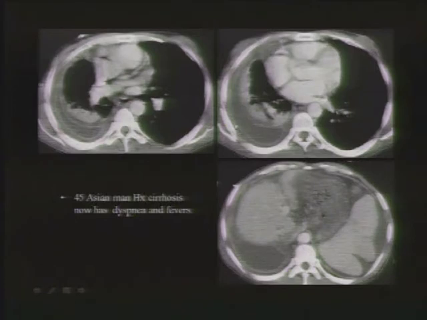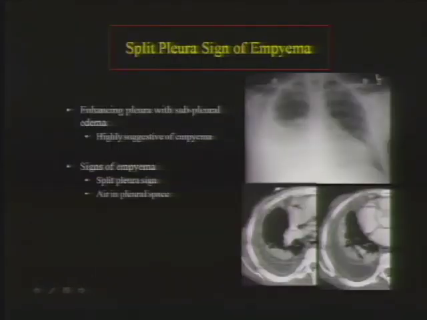But notice that there's this subpleural band underneath the enhancing pleura that's lower attenuation. That's a feature called the split pleura sign, and it represents enhancement of the pleura and subpleural edema. And it is highly suggestive of an empyema. So if you see that finding, it's often a manifestation of empyema.